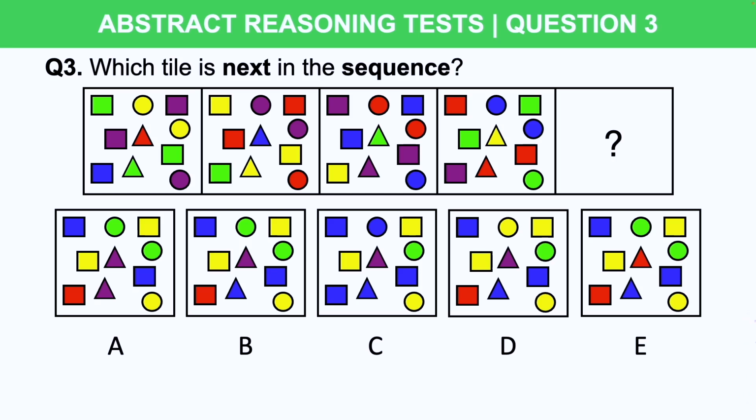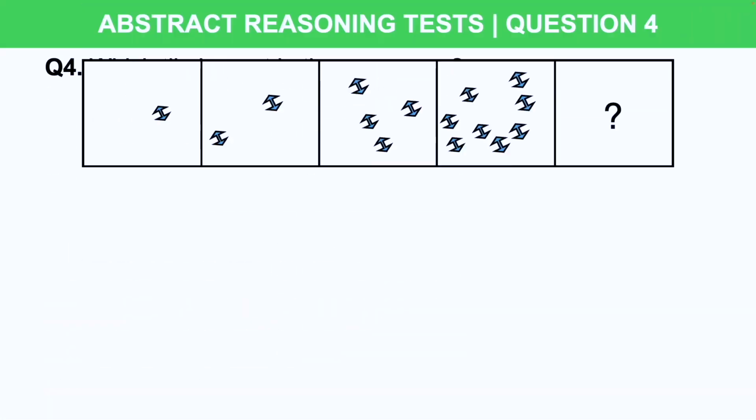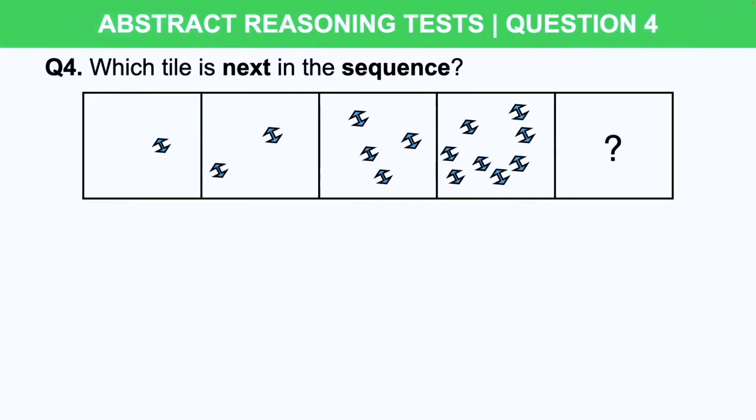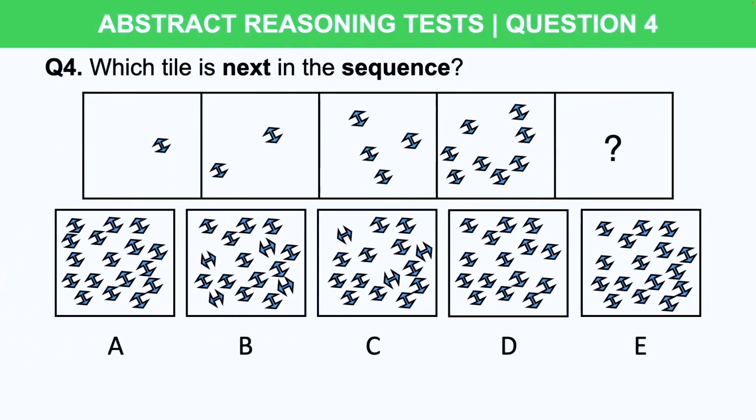Okay, let's move on to the next question, which is question number 4. Again, what tile comes next in the sequence? Here is the sequence for you. Again, a totally different pattern, but what is the correct answer option? Is it A, B, C, D or E? 30 seconds starts now.